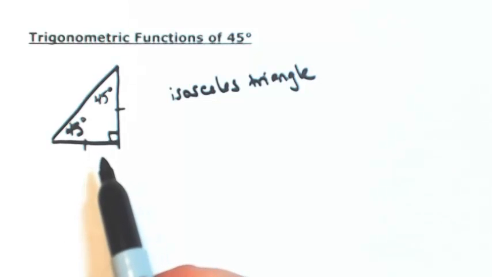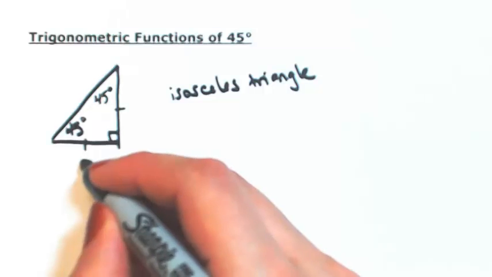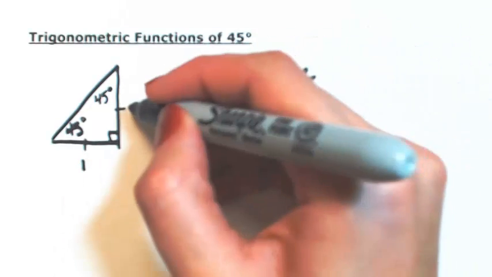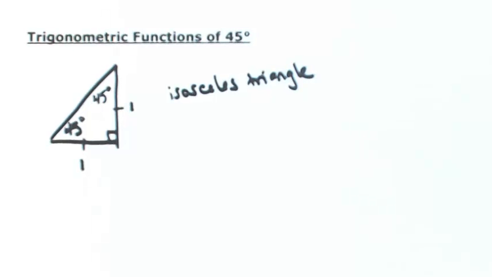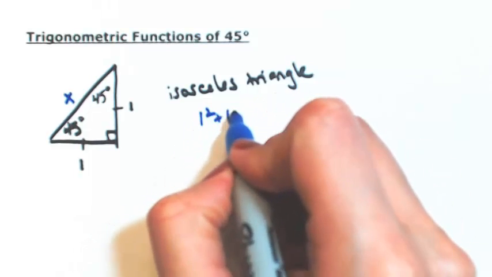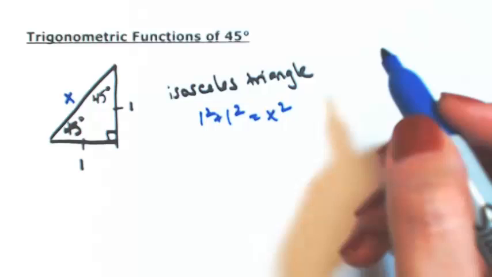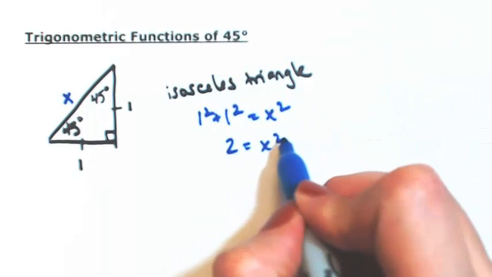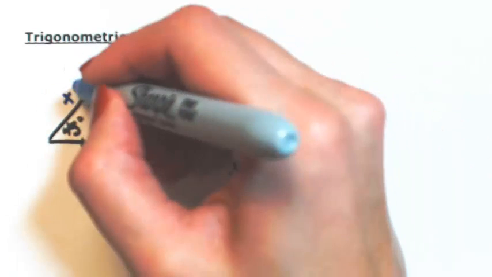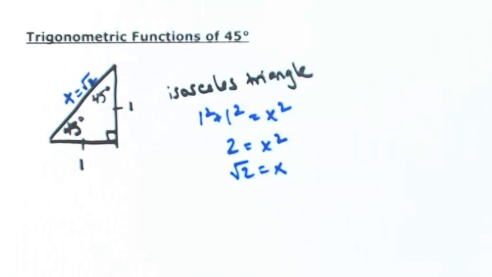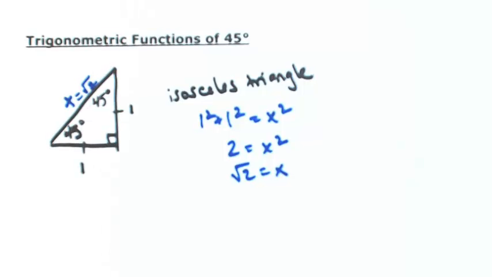Let me just pick a value. It really doesn't matter. Let's say this is 1. That means the other side is also 1. If I want to find that missing side, let me call it x. By the Pythagorean theorem, 1 squared plus 1 squared is x squared. So 2 is x squared, and then x is the positive square root of 2. From this triangle we can find the 6 trig functions of 45 degrees.